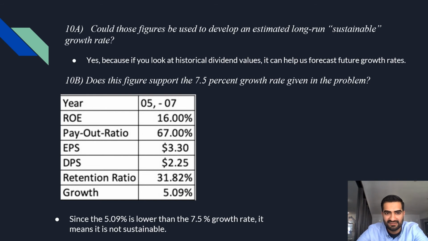And then lastly, does this figure support the 7.5% growth rate given in the problem? And so basically, from calculating the retention ratio, which was done by 1 minus DPS over EPS, I received 31.82%, and then the growth rate was done by retention ratio times the return on equity, and I received a growth rate of 5.09%. So this means 5.09% is lower than the 7.5% growth rate. It means it's not sustainable.